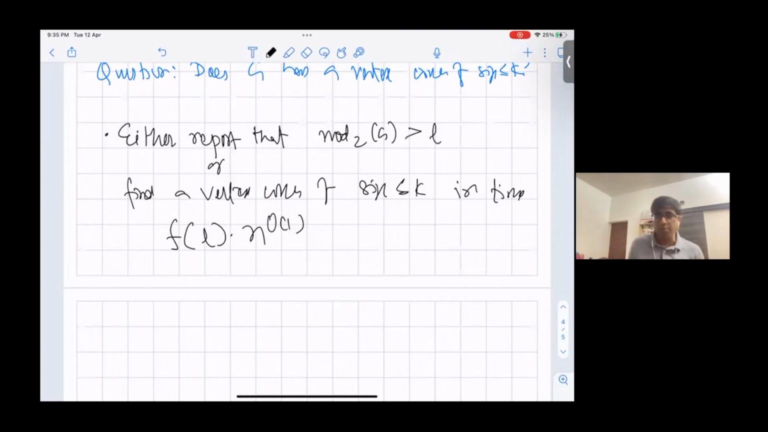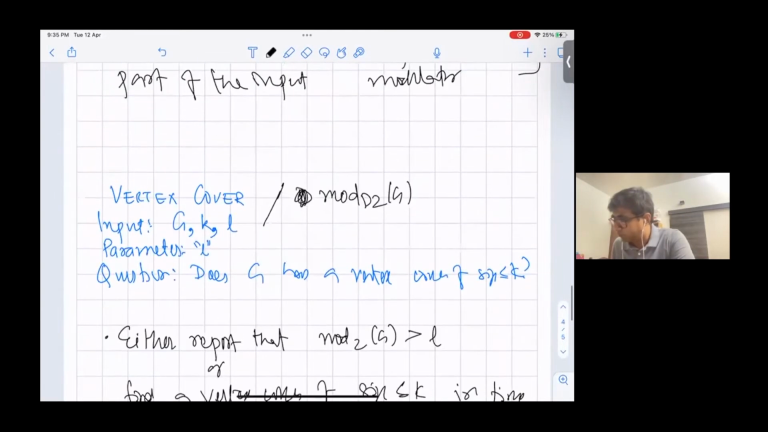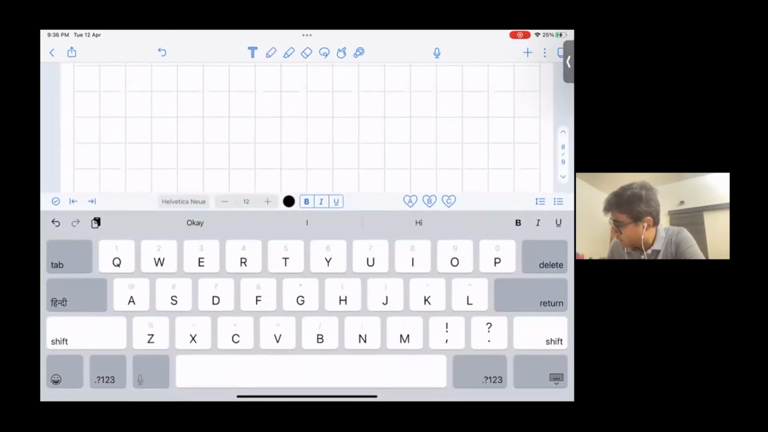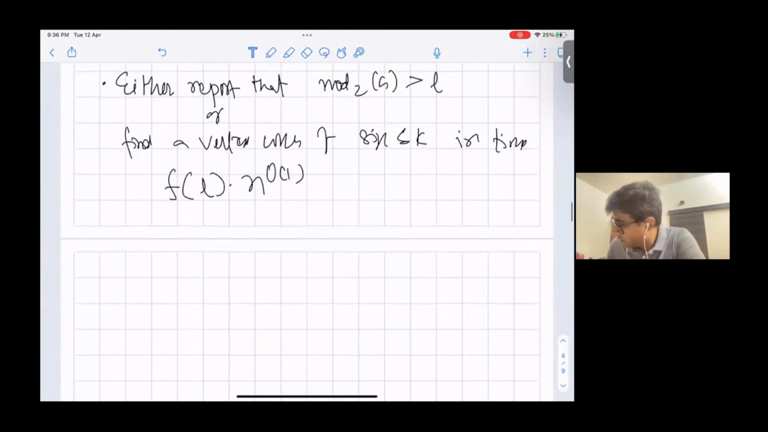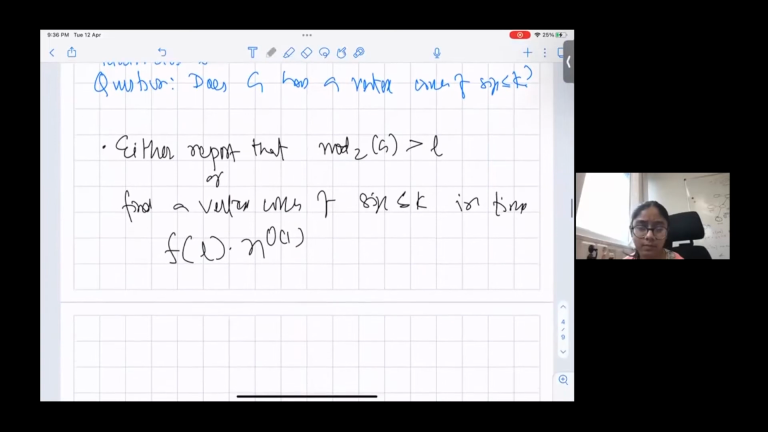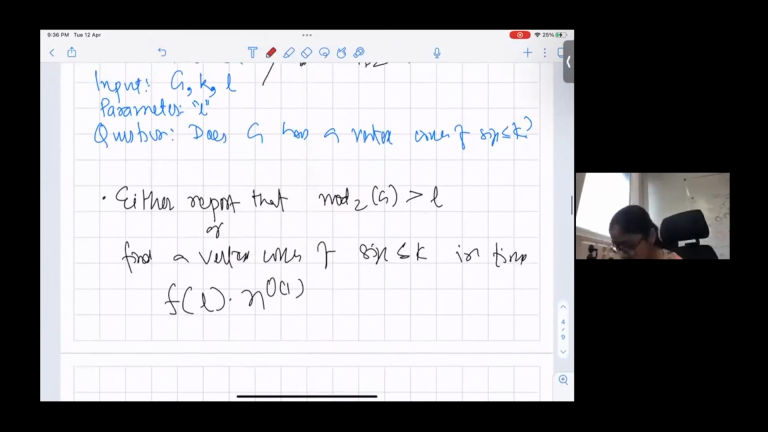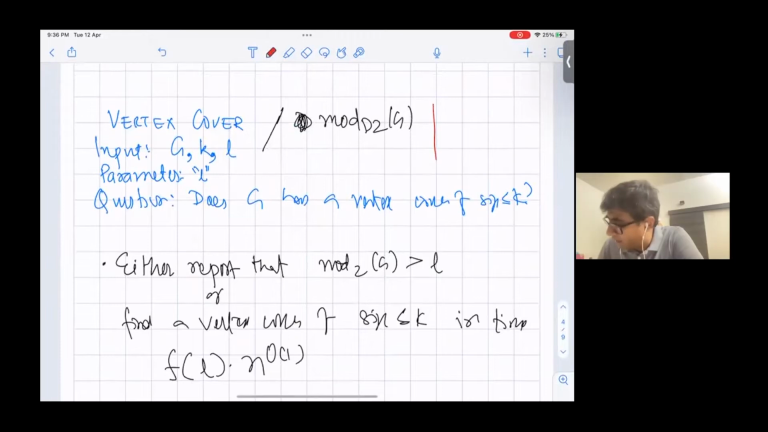Okay, so think of my promise this way. The promise is: given G, K, L, either you have to report that the degree 2 modulator of the graph is at least L, or if it is not, then you have to find me a vertex cover of size at most K in time this much. That's it.